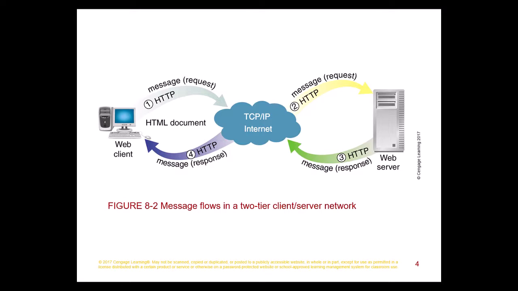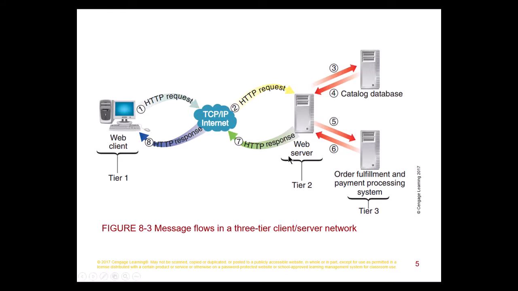So the author has just a simple diagram showing that you've got a web client computer over here, makes the request, goes out over the internet using TCP/IP protocol, gets to the web server, processes it, sends information back, pretty straightforward. Now sometimes the web server itself needs to get information from somewhere else. In this case, a catalog database server or an order fulfillment system that's over here, and so it may do some additional requests before responding back to the original web client that initiated the process.